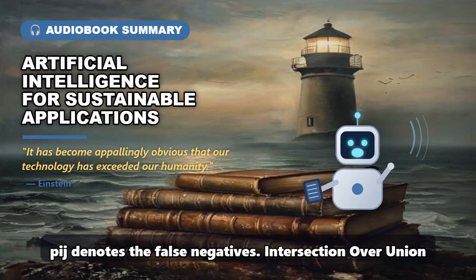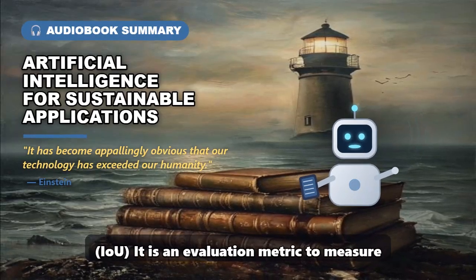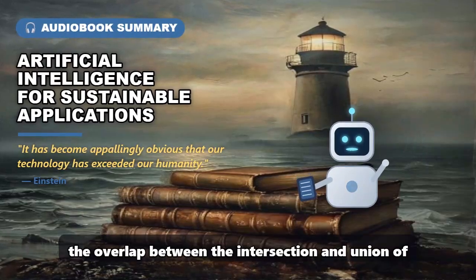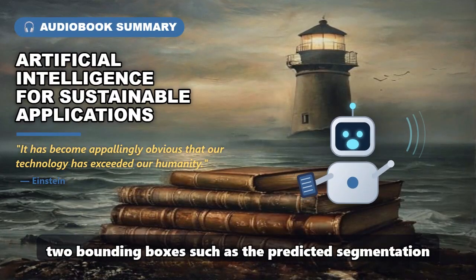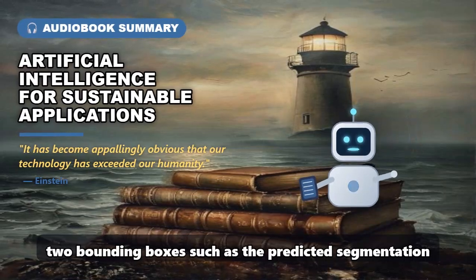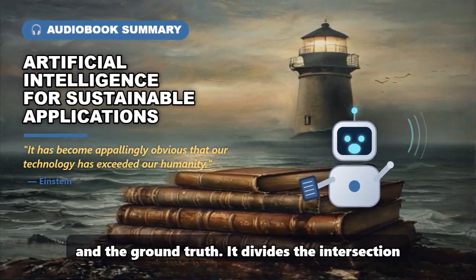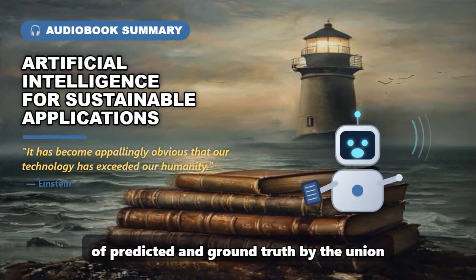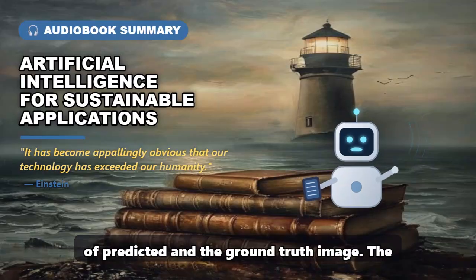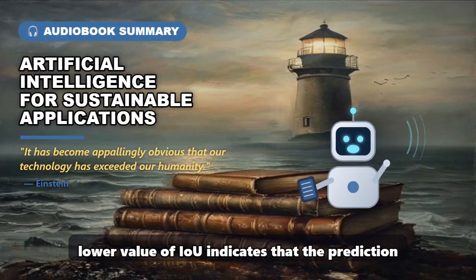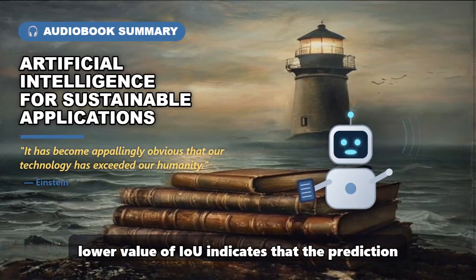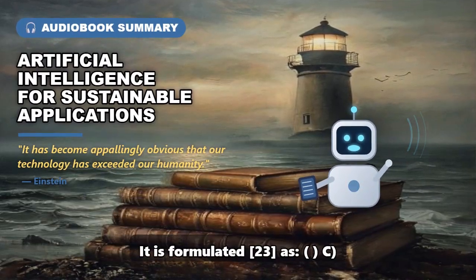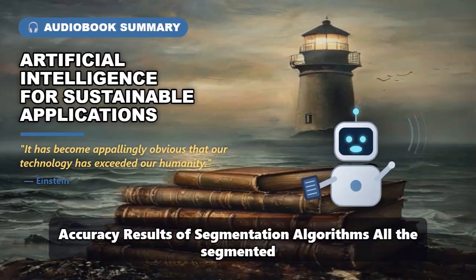B. Intersection over union, IOU. It is an evaluation metric to measure the overlap between the intersection and union of two bounding boxes, such as the predicted segmentation and the ground truth. It divides the intersection of predicted and ground truth by the union of predicted and ground truth image. The lower value of IOU indicates that the prediction is incorrect. It is formulated, 23, as C.